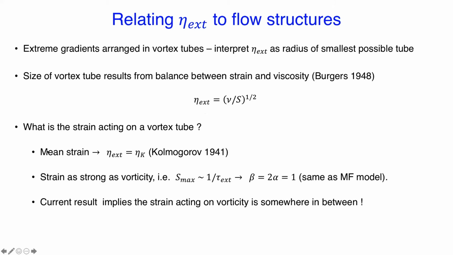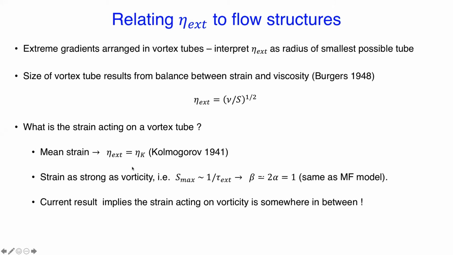So yeah, as I said, the mean strain essentially reduces eta x to Kolmogorov. The other extreme would be to assume that S max, the strain acting on the vorticity, is essentially as strong as 1 over tau x, which is the time scale, or essentially the strength of the gradient, the maximum possible strength of the gradient. If I substitute that back into this expression, after some simplification we arrive at the multifractal result, which is beta equal to 2, alpha equal to 1.